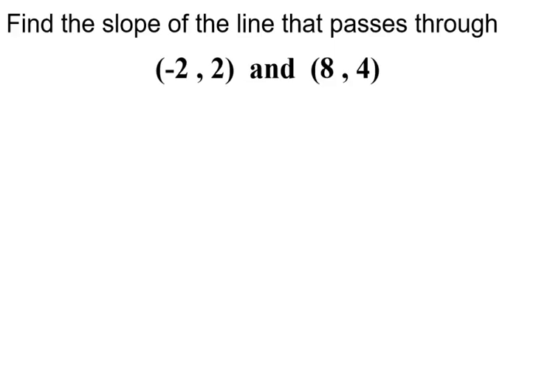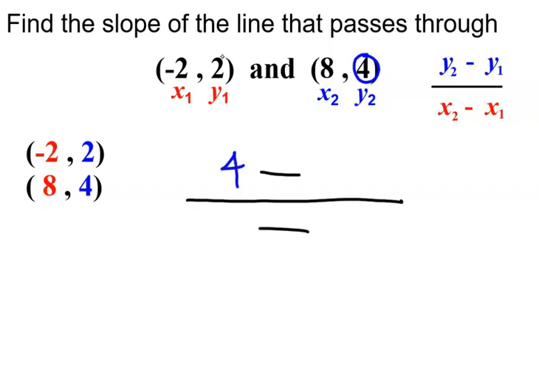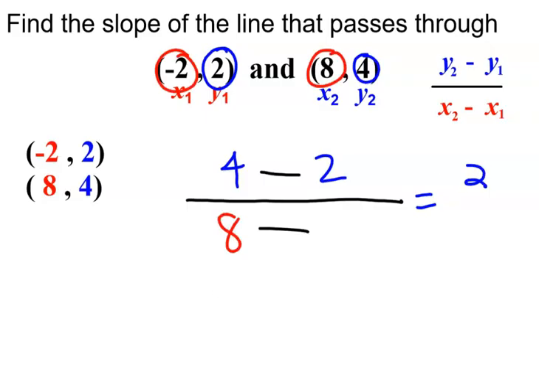Let's try another one. Again, when you're given your 2 ordered pairs, the first thing you should do is label them. The first point is x1, y1, the second point is x2, y2. Or you could stack the points on top of each other. But either way, you always start with the same giant subtraction fraction. So I'm going to do my y2 minus y1 for my numerator, and then my x2 minus my x1 for the denominator. Now notice my x1 is a negative value.